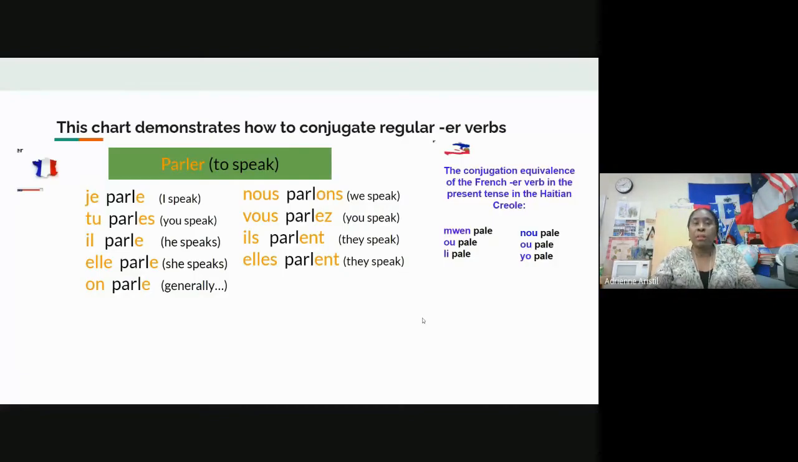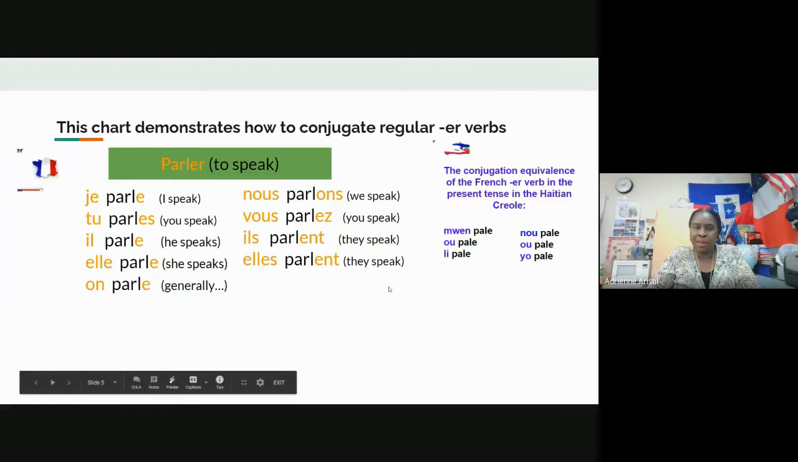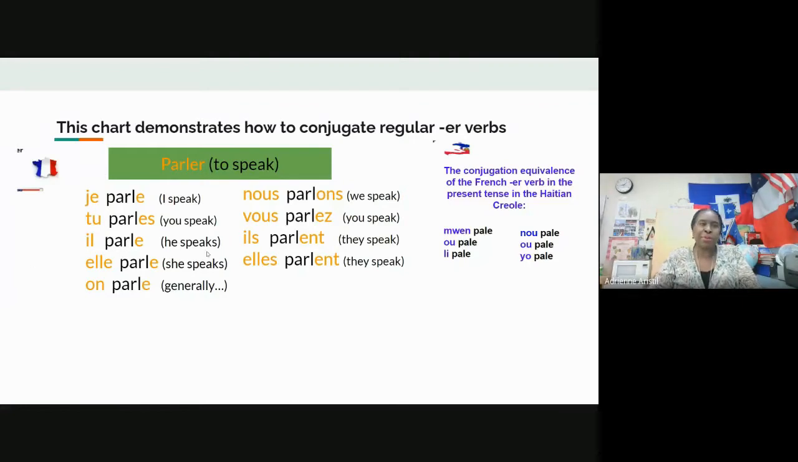This chart demonstrates how to conjugate regular ER verbs. We have to consider the subject pronouns. We cannot be talking about conjugation without talking about subject pronouns. That's the way we are going to conjugate. This example is for the verb parler, which means to speak. You see, according to the subject pronouns, how you change the ending of the verb.